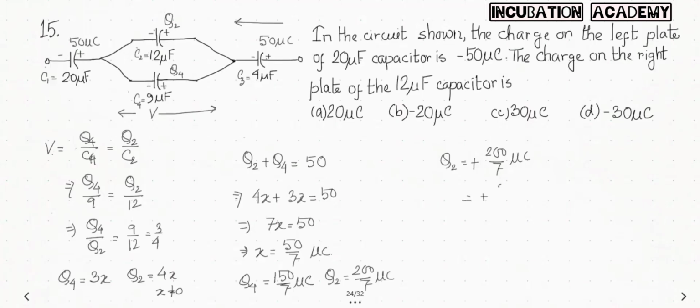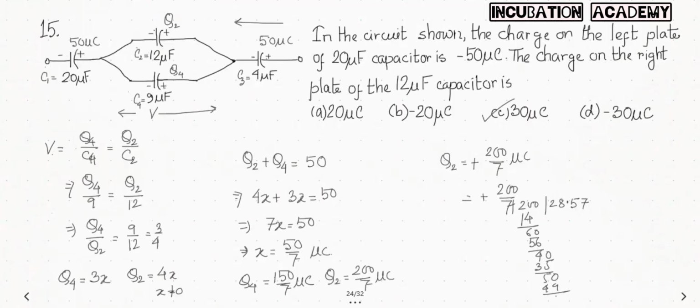If I try to convert it into decimal, then 200 divided by 7, 7 twos are 14, 6, 0, 7 eights are 56, 4 0, decimal point is there, 7 fives are 35, 5 0. So 28.57 approximately we can say. So the closest one is option C.